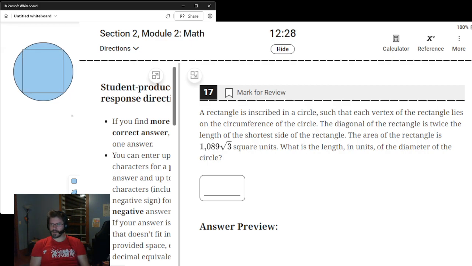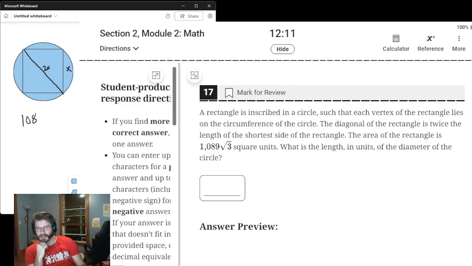The diagonal of the rectangle is twice the length of the shortest side. So the diagonal, if that is x, that's 2x. And the area of the rectangle is 1089 root 3. Well, that's length times width. The diagonal is twice the length of the shortest side. Let's just say that's the shortest side, whatever. We'll call this y. So that's equal to x times y. With the root 3 on there, I'm already thinking this must be a 30, 60, 90. So if that's x, 2x, this must be x root 3.